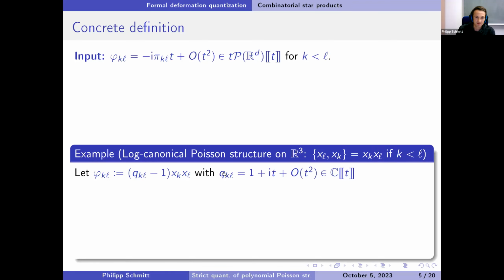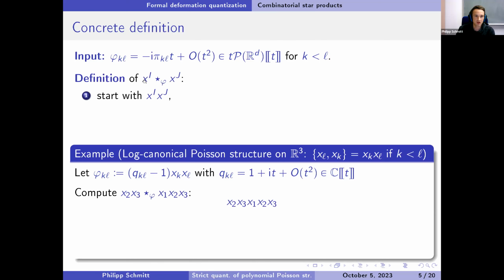So well, let's define coefficients qkl that are of the form 1 plus it plus higher orders. You'll see in a minute why, and subtract 1, then these phi kl will have precisely the correct form from up here. And now to compute the star product of two terms, I'm using multi-index notation here. I and j are multi-indices.